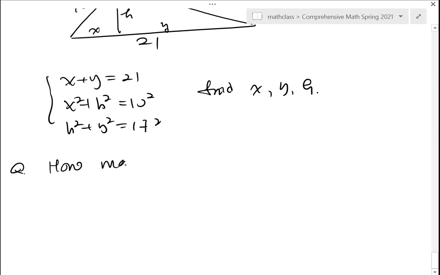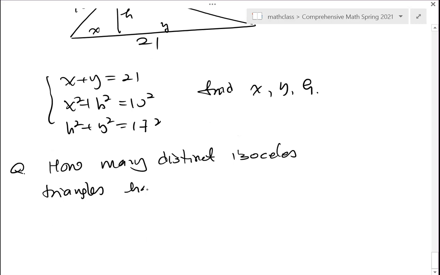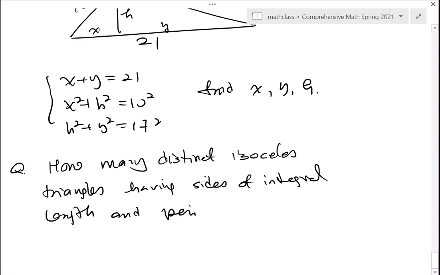Question here is how many distinct isosceles triangles having sides of integrals, and the parameters are fixed.